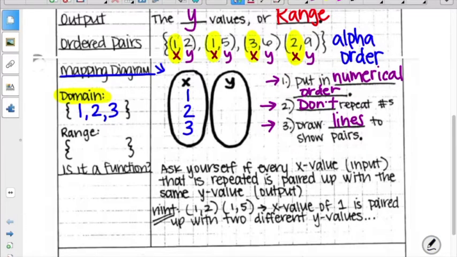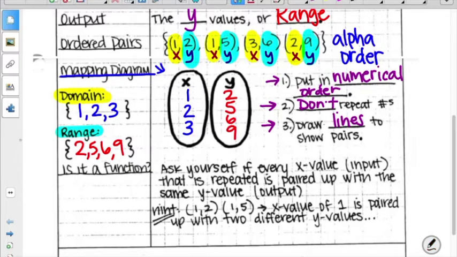Next is we're going to do our y values, or the range. So we have 2, 5, 6, and 9 for our range. So in numerical order, it's going to be 2, 5, 6, and 9. They're already in numerical order. There's nothing that repeats. So we're just going to write in our y bubble 2, 5, 6, and 9.